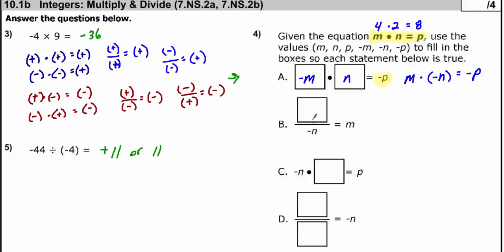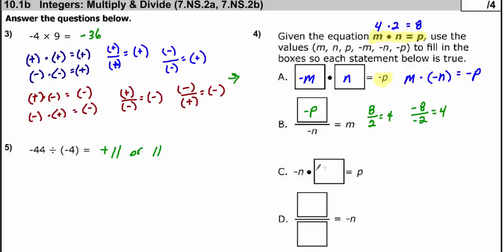For letter B, we're dividing something by a negative to get a positive. Oh, we have to do a negative divided by a negative. And since p is the answer to m times n, then it's the opposite of p divided by n that equals m. Going back up to my numbers, it might help to think 8 divided by 2 equals 4, so it has to be the opposite of 8, or negative 8, divided by negative 2 to get 4, since the signs have to be the same.